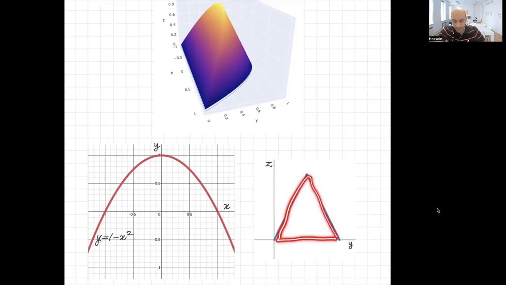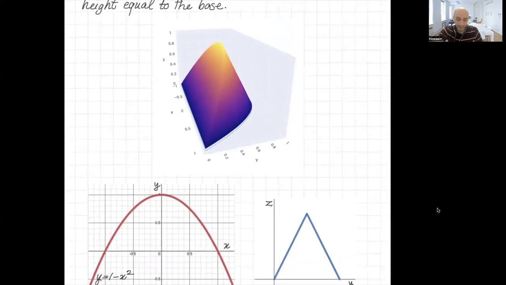It's going to be an isosceles triangle, and that cross section is in the yz plane because the z-axis is perpendicular to the xy plane. So this is our xy plane here, the x-axis and y-axis, and the perpendicular axis to x and y is going to be our z-axis.